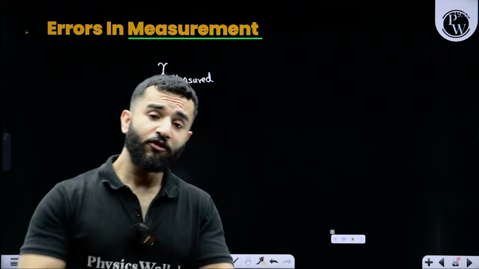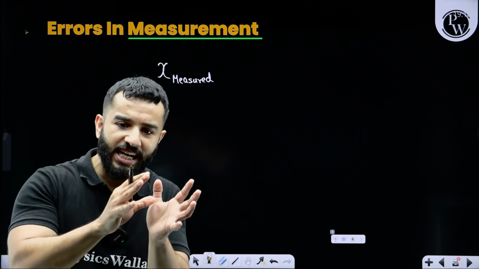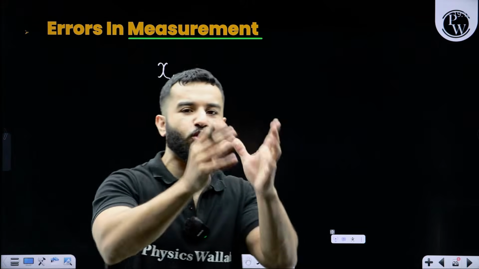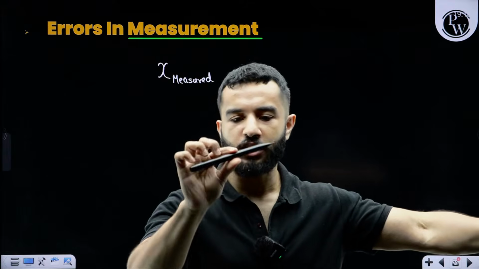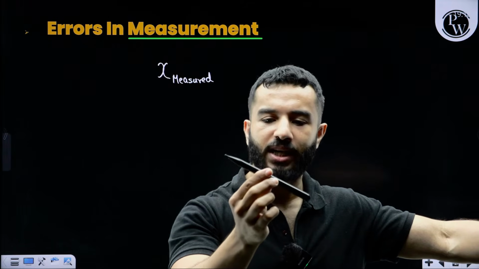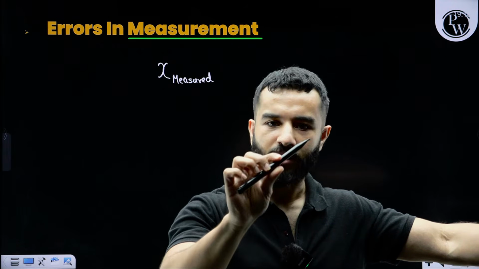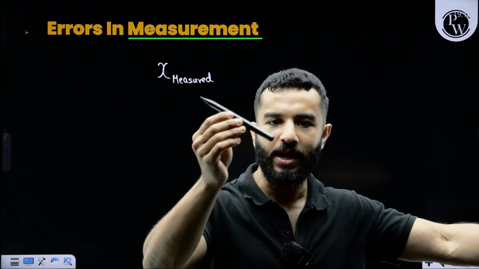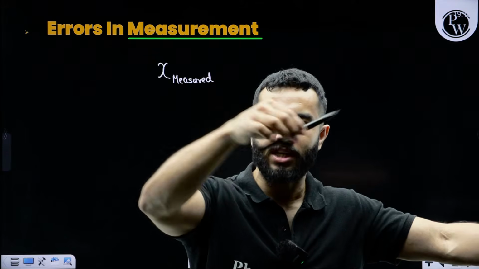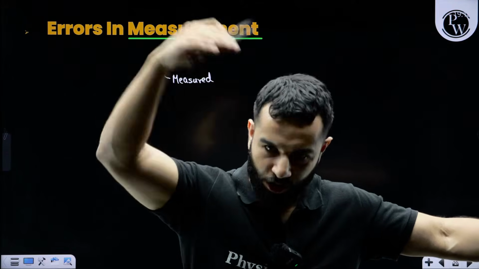Now, let's suppose the measured reading is not exactly equal to the actual reading. Let's suppose we are measuring the length of this pen and we measure it as 9 centimeter. And when we see the box of this pen, I mean this pen will come in a box, right, from the manufacturer of this pen.